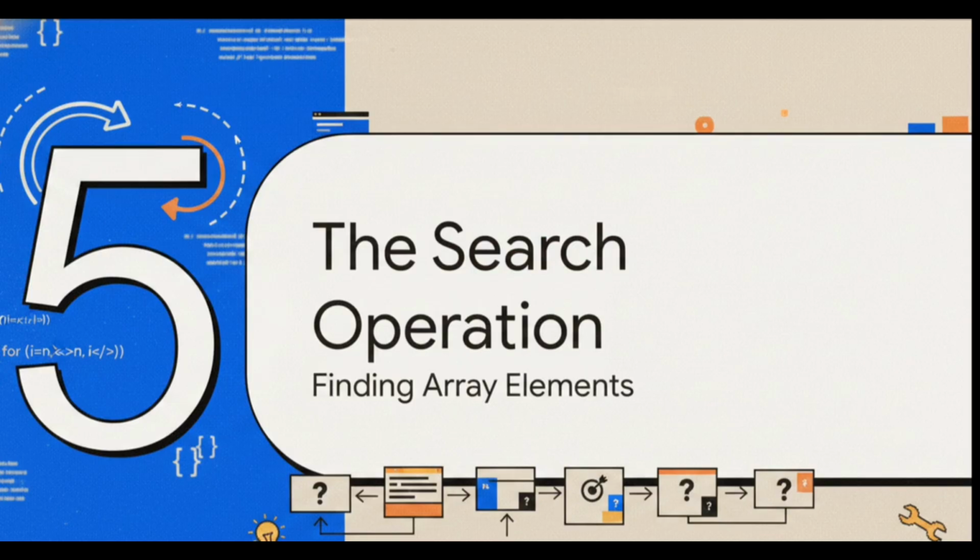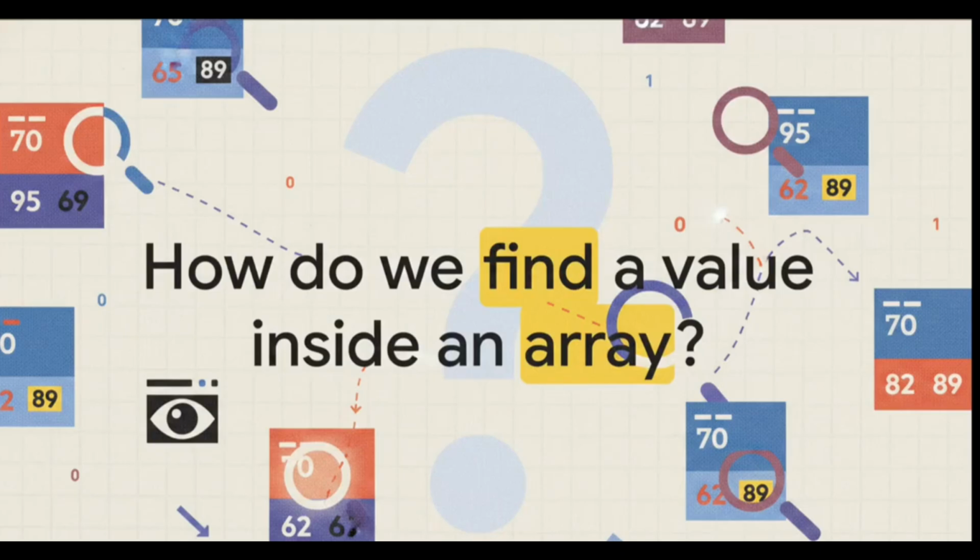Section 5. The search operation. So what if you have hundreds of array elements representing student grades? How do you verify if one specific grade, let's say an 89, is hidden somewhere inside that ocean of data? I mean, the computer doesn't have eyes, right? It can't just glance at the whole list and instantly spot it like we would.